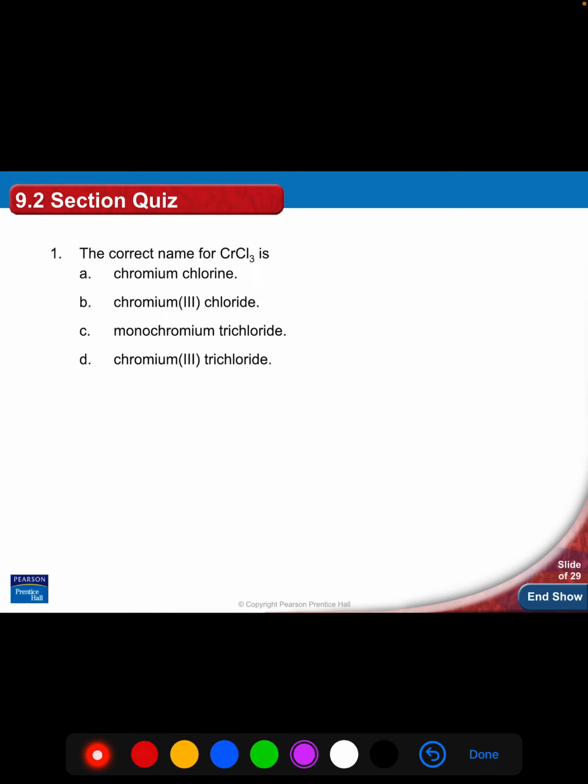The correct name for chromium with chlorine or chloride ions, more correctly, 3 of them, is chromium(III) chloride, because chromium is a transition metal. So you would not say trichloride. This yellow box is in the wrong place. I think that's because I'm using a different program. It would be chromium(III) chloride.